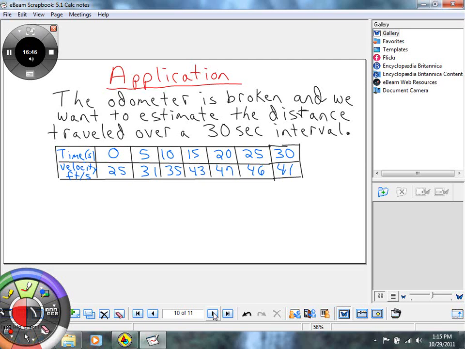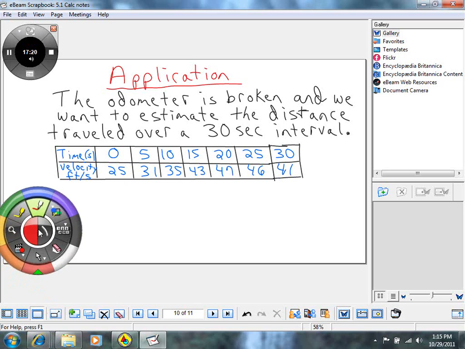So we have an odometer that's broken. That's the thing that tells how many miles you drive. And we want to estimate the distance traveled over a 30-second interval. And every 5 seconds, we looked at the speedometer and we saw the velocity, which is speed if it's always going to be positive. So at 0 time, it was 25 feet per second. Well, we have a weird speedometer because it's just feet per second, but that's all right. So at 5 seconds, 31. So this is what the little speedometer showed. Okay. Well, what we want to do is estimate the distance that we traveled.